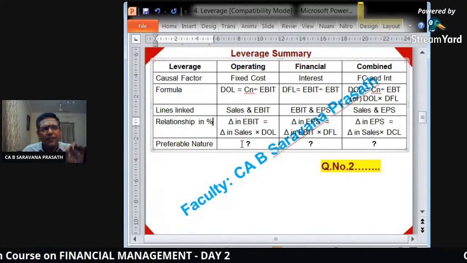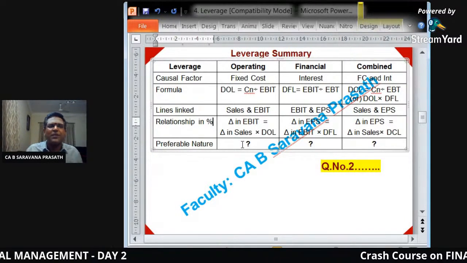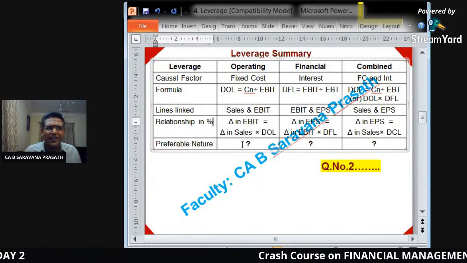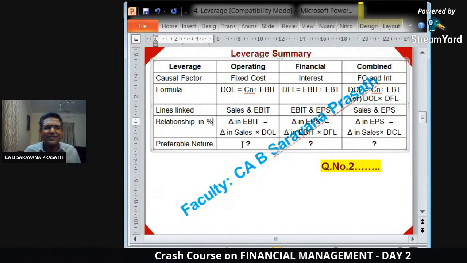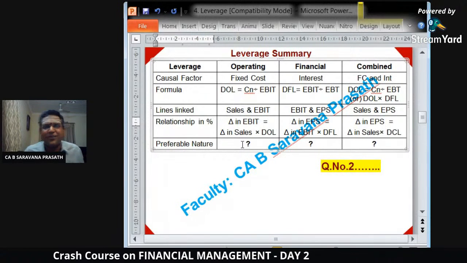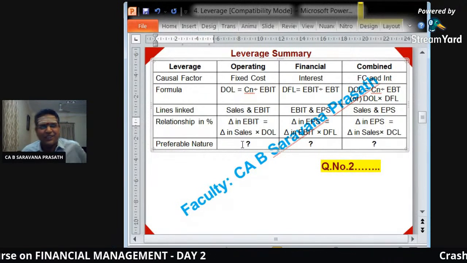What should be the preferable nature? Should it be lower? Should it be higher, etc.? We will discuss that shortly. We will complete 2 more questions and then look at the preferable nature of operating leverage and financial leverage.